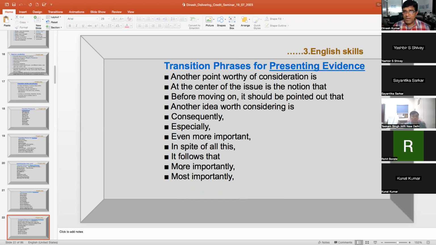For presenting evidence, if you are presenting some evidence, then you can say things like "another point worthy of consideration is," "at the center of the issue is the notion that," "before moving on." So likewise, you can go through it.